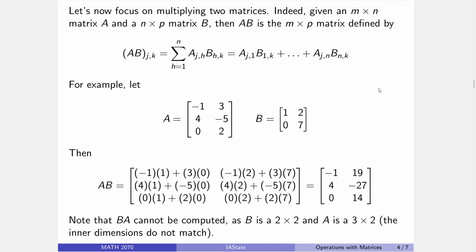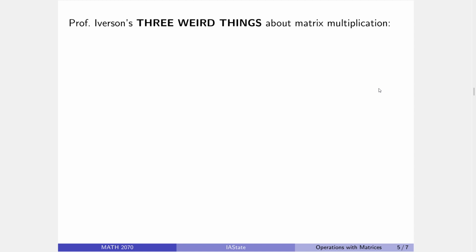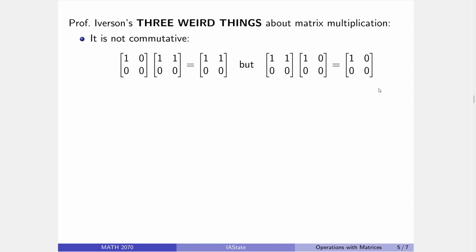Now, the first thing we want to discuss here is the weird things matrix multiplication does. And this one comes from our own professor of mathematics here in the math department at Iowa State, Professor Joey Iverson. So in the before times, he and I were teaching this class, 207, and we were talking about matrix multiplication, and he always liked talking about the three weird things that matrix multiplication does.